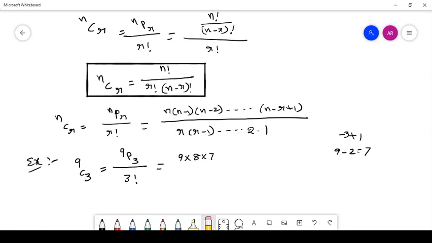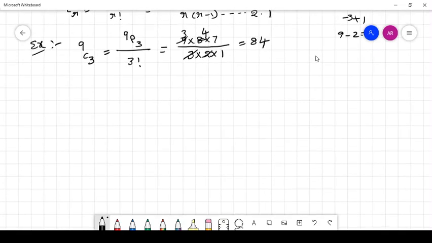Next, by 3 factorial. We know the result of 3 factorial. 3 factorial is nothing but 3 into 2 into 1. Here 3 3s are 9, 2 4s are 8. So 3 4s are 12, 12 7s are 84. So this is the result of 9C3.